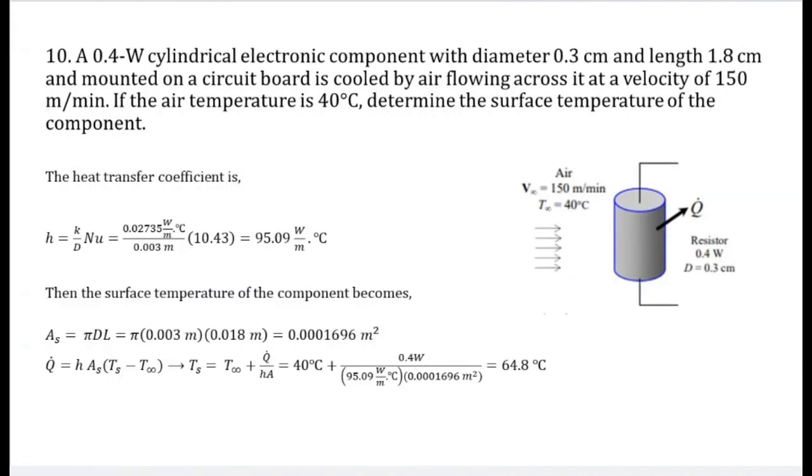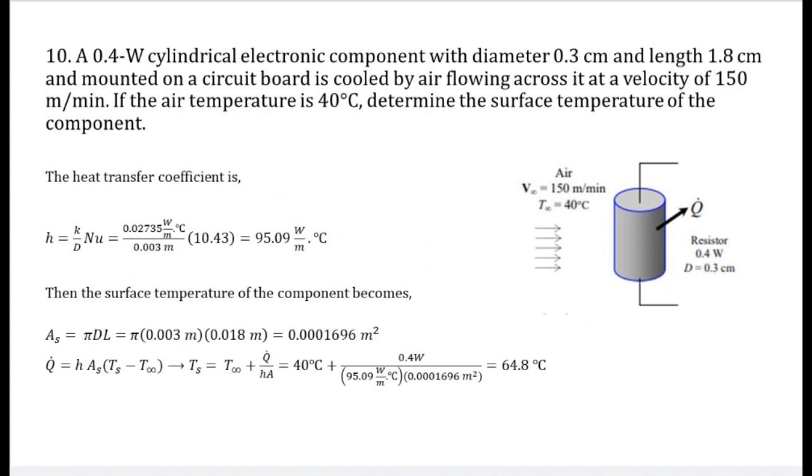So the heat transfer coefficient is this. Let's use this equation, which is from the Nusselt number, and let's just get this heat transfer coefficient, which is the h. So substituting all the gathered values in the previous slides, we calculate this all, and we'll get the heat transfer coefficient, 95.09 watts per meter squared degrees Celsius.